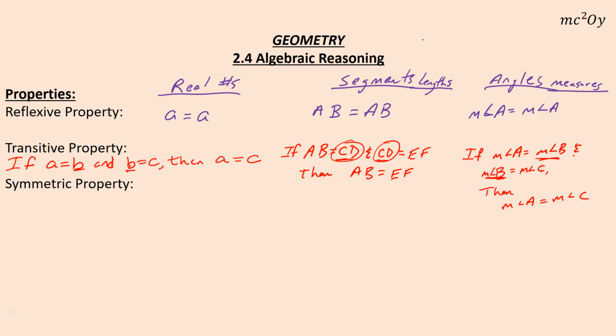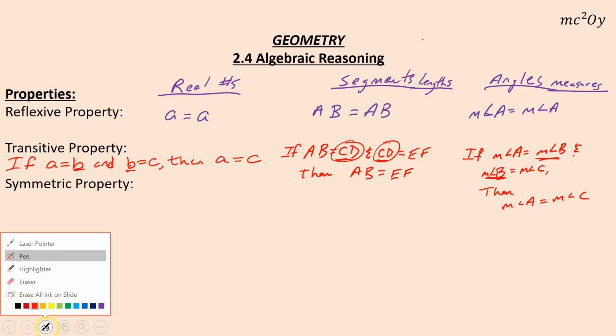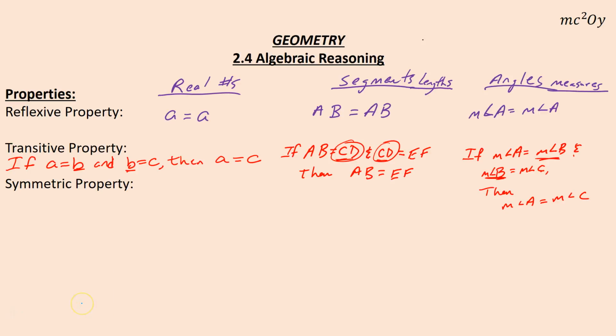Symmetric property, another one that's not like a big wow, but it's one that we use. Symmetric says if A equals B, then B equals A. And some might say, well, that's just like the commutative property, and it is kind of like the commutative property. In terms of segments, that would say if AB equals CD, then CD equals AB.